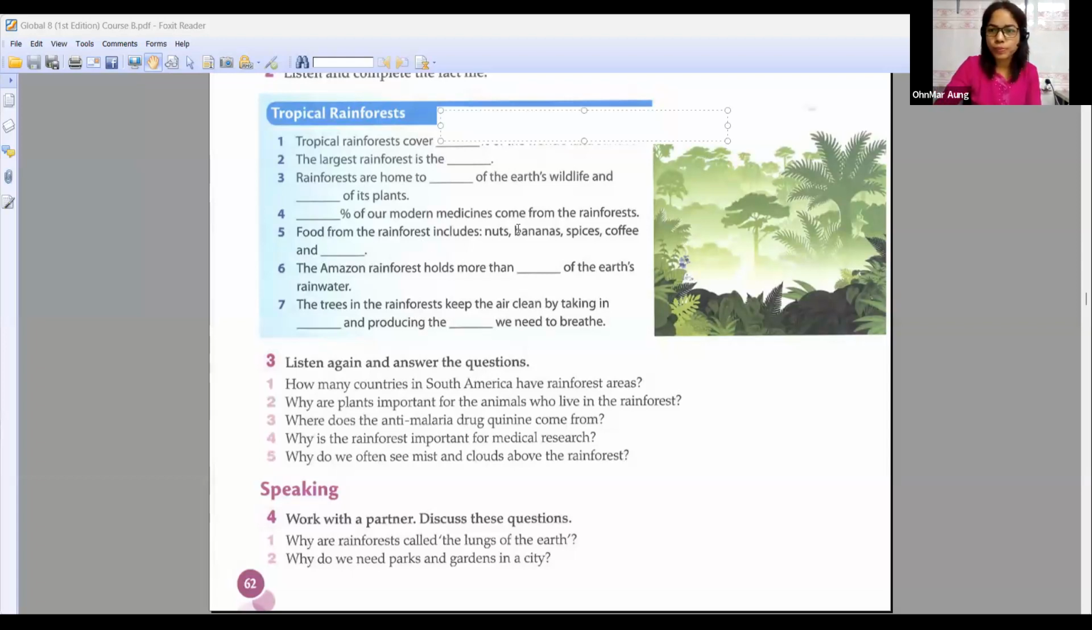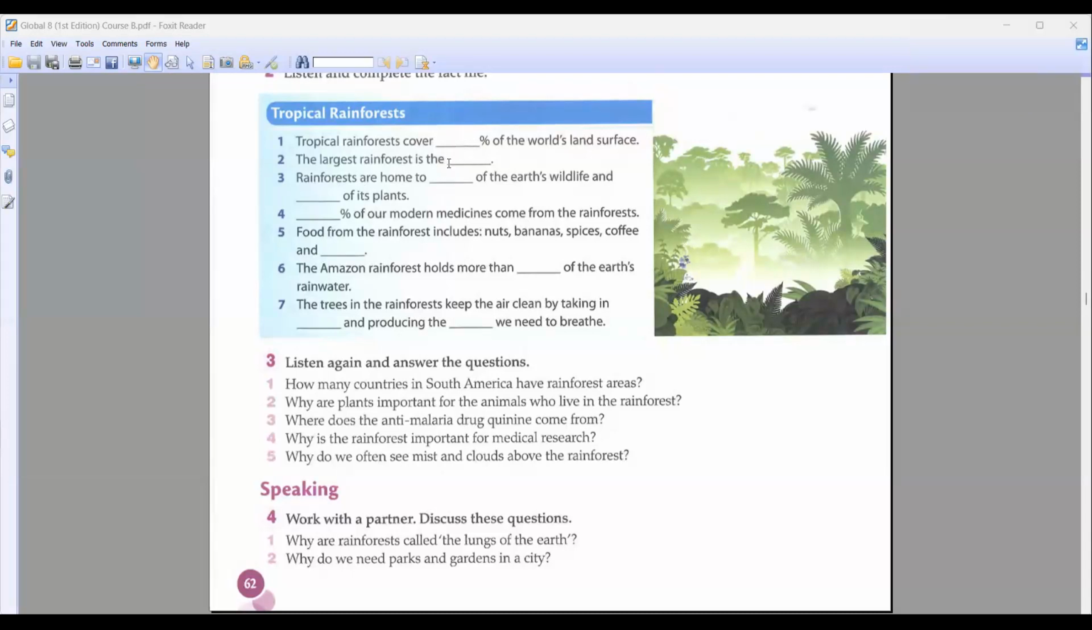And next, number two. Ben, number two. The largest rainforest is the Amazon. Yes, how to spell? Amazon. Yes. And next, number three.